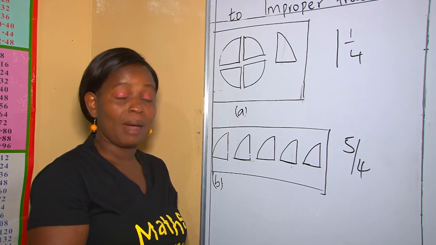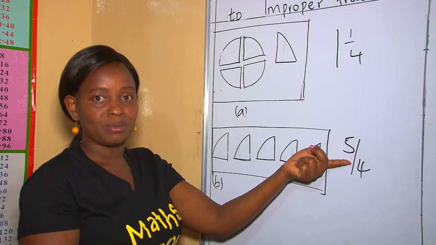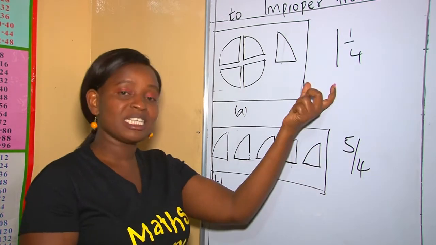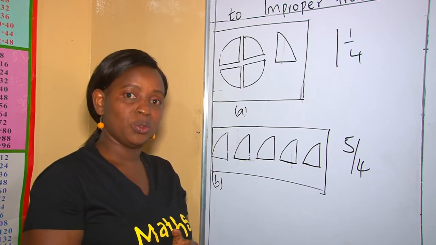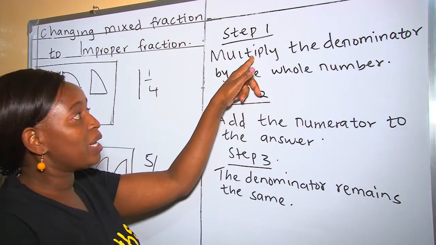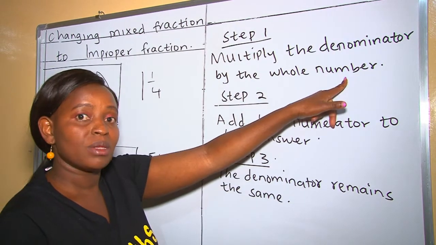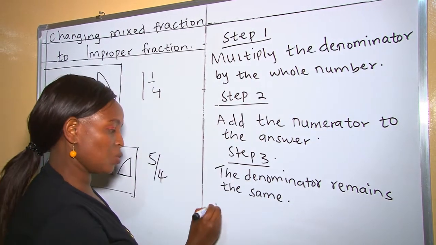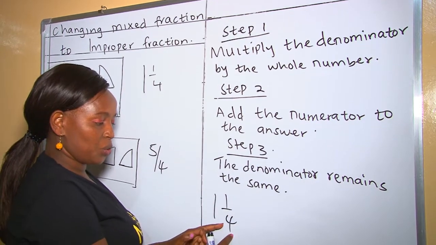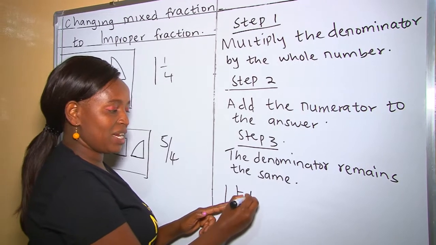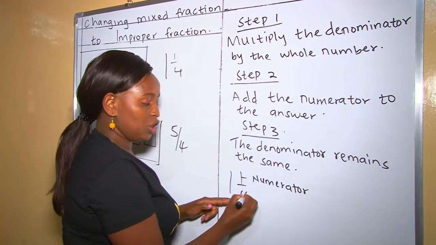Now, our lesson is about changing mixed fraction to improper fraction. When it comes to changing mixed fraction to improper fraction, there are 3 steps that you need to undertake. Step 1, we are told to multiply the denominator by the whole number. Using this example, that is 1 and a quarter. This is the whole number. This is the fraction. The fraction part has the numerator here and our denominator here.